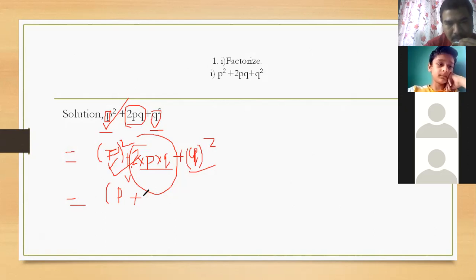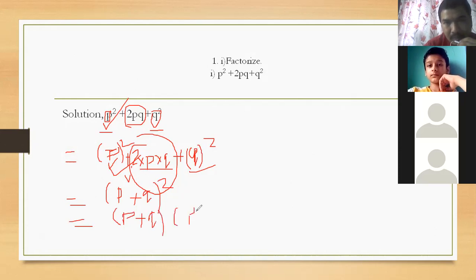P plus Q, what will be here? Whole square. P plus Q whole square means how many factors became? P plus Q and P plus Q, two factors are there. Understood, children? How many factors are there now? Two factors. One factor is P plus Q, and the other factor is also P plus Q. Understood, children?